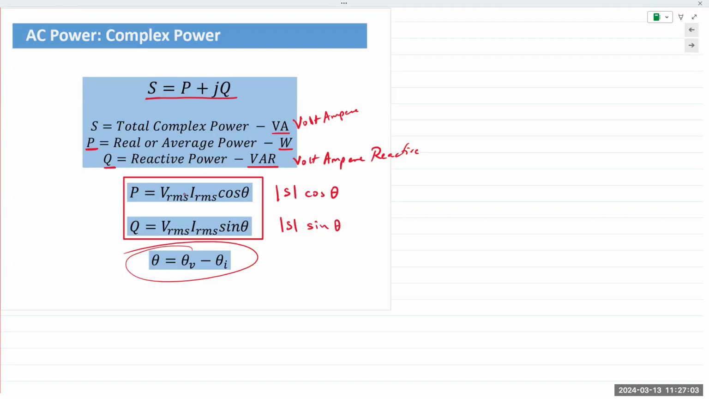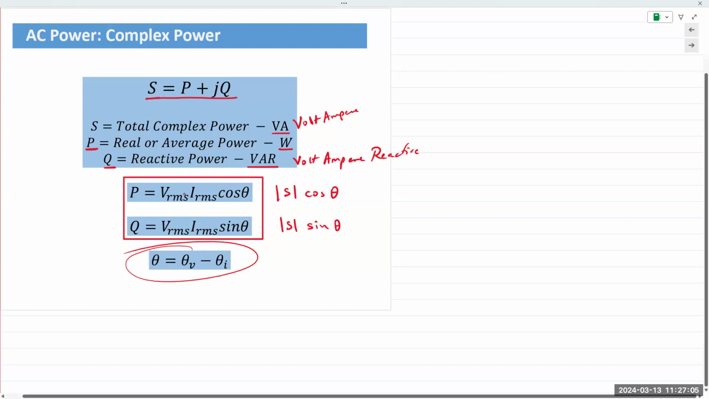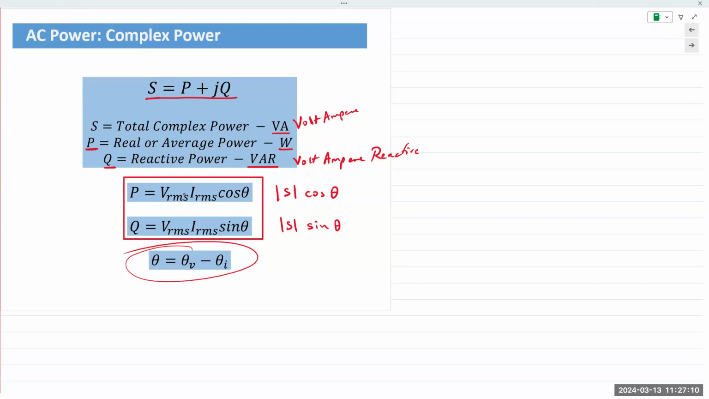Yes, VRMS is divided by root 2. Could you explain conceptually why? We will see that in the next section. I can explain that after class.